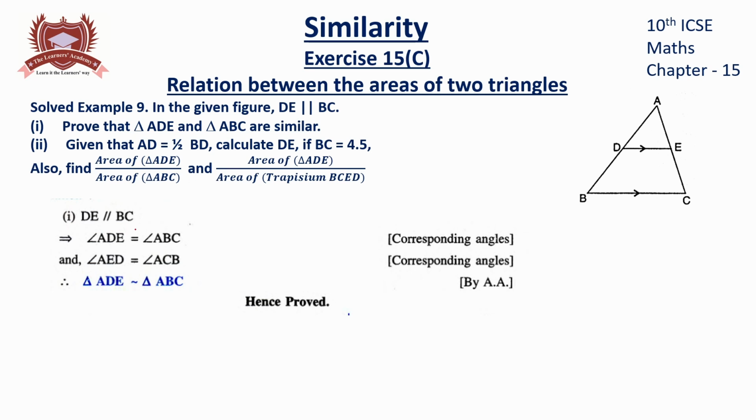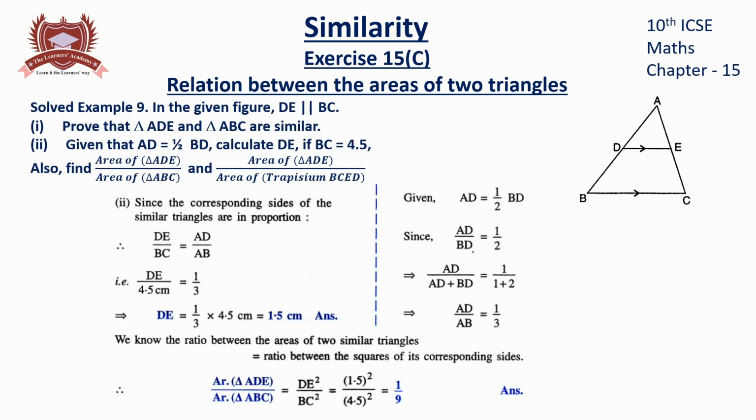So here DE is parallel to BC. So it implies that angle ADE is equal to ABC, because they are corresponding angles. These are parallel lines, DE is parallel to BC, and this is considered the transversal. Same way, AED is equal to ACB. Again parallel lines, and AC is considered as a transversal. So triangle ADE will be similar to triangle ABC by AA test of similarity. So the first part is proved, this is sorted out, this is taken care of.